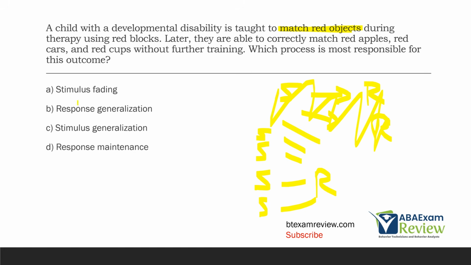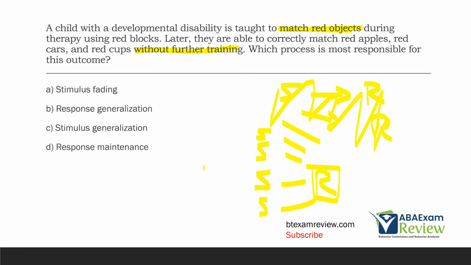So what do we call that? A, stimulus fading. Stimulus fading is not responsible for this. There was no further training, and we weren't fading out the stimuli. B, response generalization. Well, response generalization is what I originally was writing down incorrectly, where we have a single stimulus evoking multiple responses. Remember, with stimulus generalization, we have a single response happening in the presence of multiple stimuli.